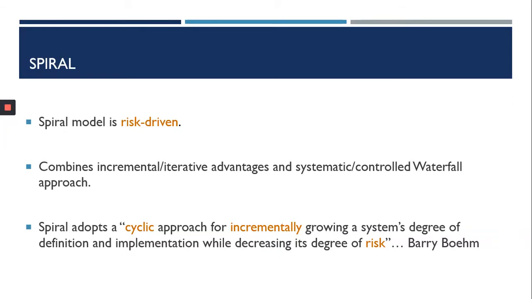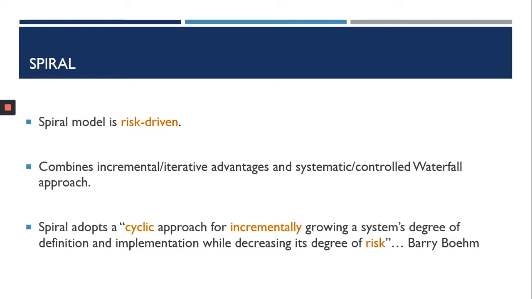Spiral. So in this video, we're going to discuss the spiral model as a process model. The spiral model is risk driven. Why? It combines the incremental and iterative advantages with the systematic control of the waterfall approach. So itong spiral model, pinagsama-sama nito ang advantages ng incremental and iterative development. At meron din kasamang waterfall model. Dun sa waterfall model, yung pagiging systematic and controlled approach.